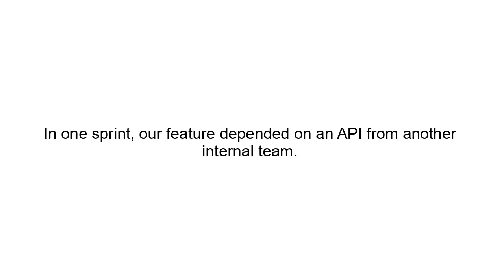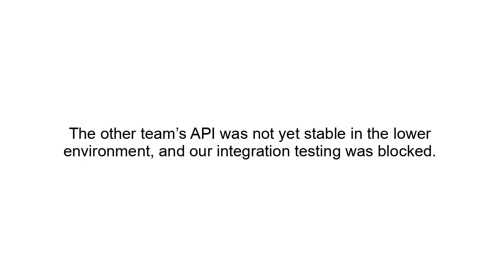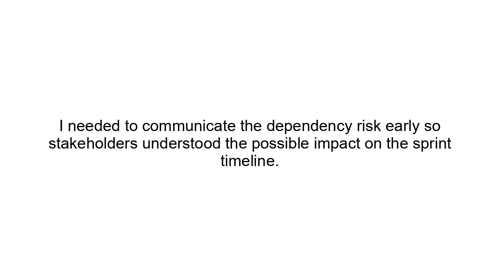In one sprint, our feature depended on an API from another internal team. The other team's API was not yet stable in the lower environment, and our integration testing was blocked. Task: I needed to communicate the dependency risk early so stakeholders understood the possible impact on the sprint timeline.